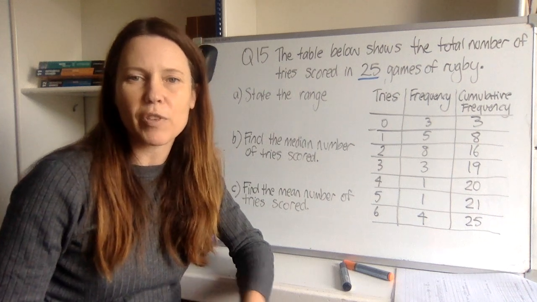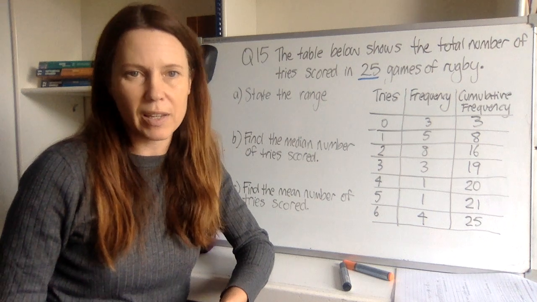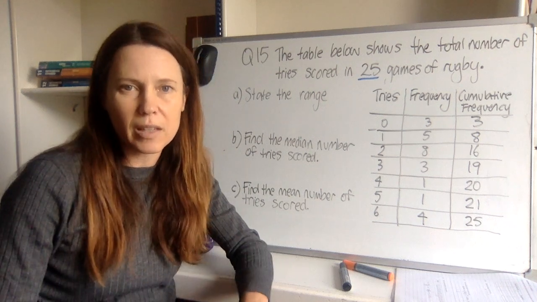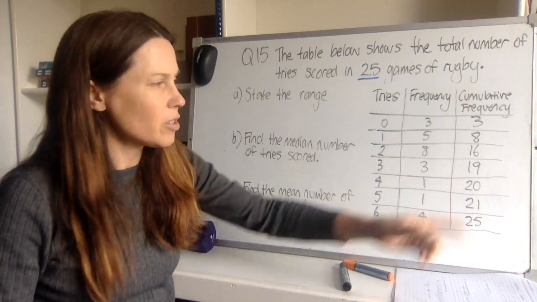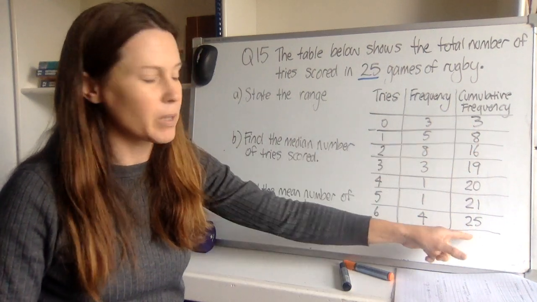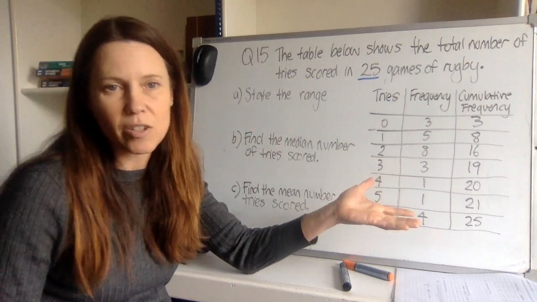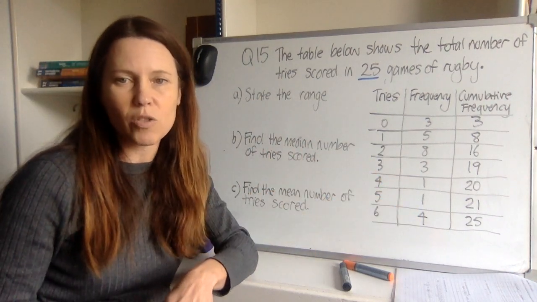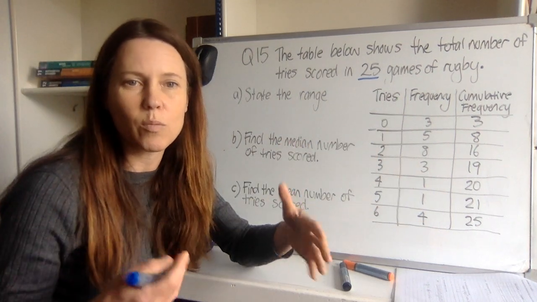In question 15, we've got a table here that shows the total number of tries scored in 25 games of rugby. Now, this is a classic example of a question that gives you more information than you really need. You don't really need this cumulative frequency column to be able to answer any of these questions. Perhaps it's handy and you certainly can use it, but it's not essential.